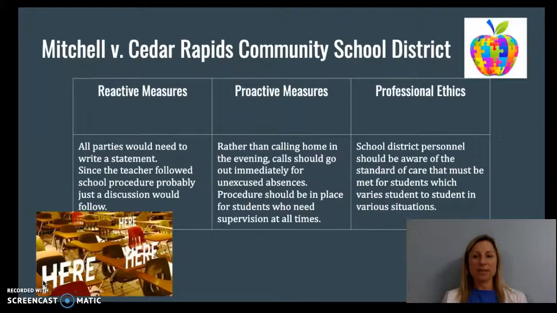I think in our school district, all parties would have had to write a statement. The teacher followed the school's procedure because it looked like at the time, there was no expectation that all teachers would immediately call home. They just have an automated call system that calls later that evening.